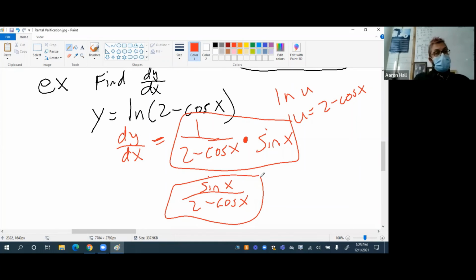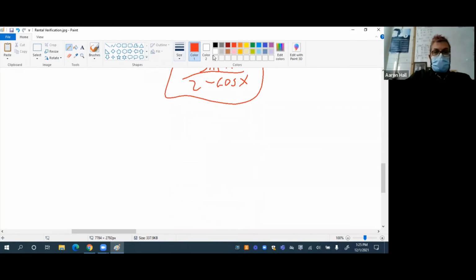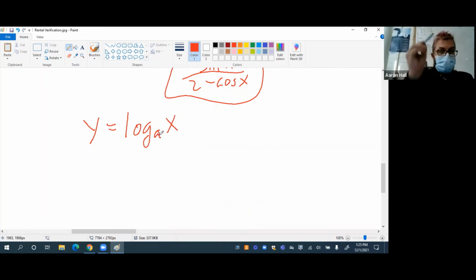What about the anything log? So if I have the anything log, it is y equals log base a of x. This is the anything log.